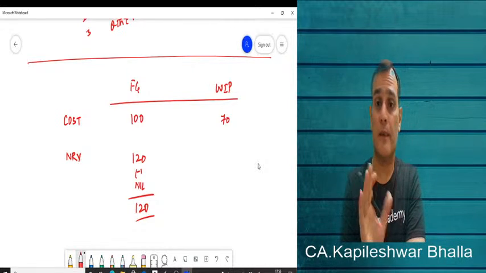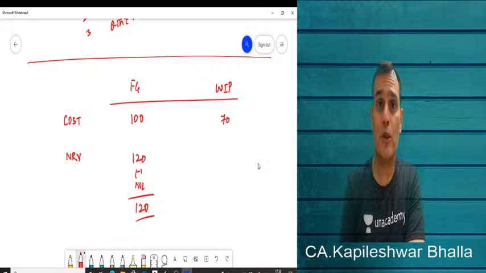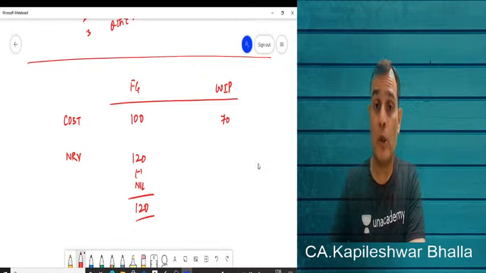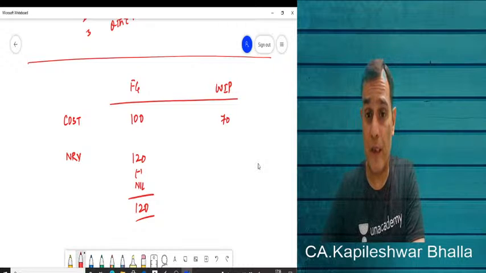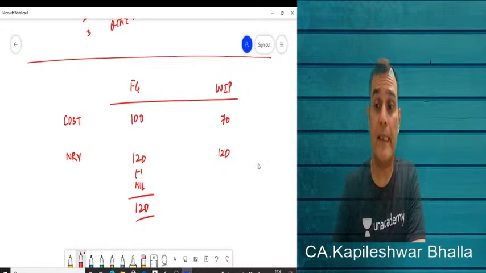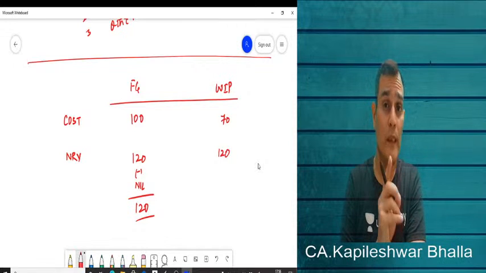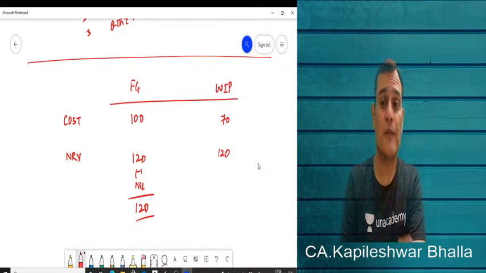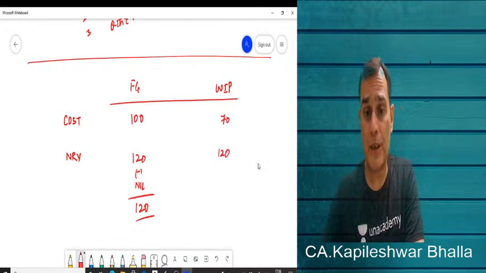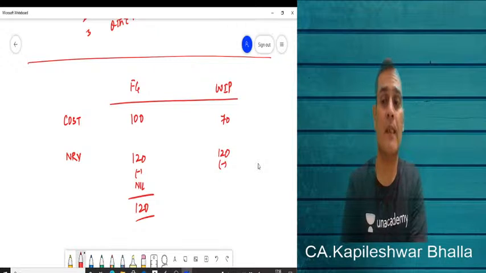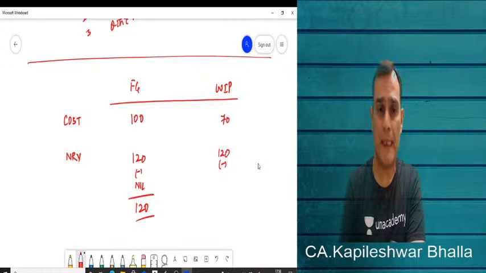No, we don't sell WIP, so there is no question of considering the estimated selling price of WIP. To calculate the NRV of WIP, we will take the estimated selling price of the FG itself, minus the cost of completion. Now, if you look at the cost of completion, it is pretty simple and straightforward to apply.